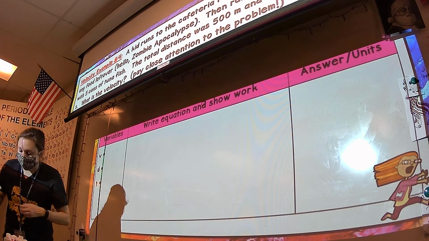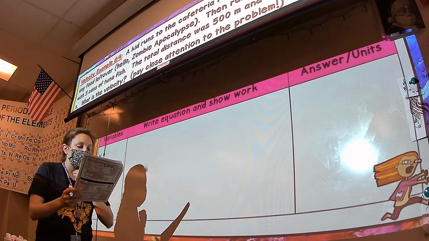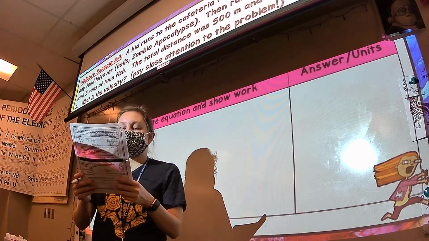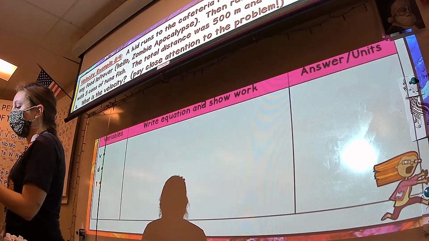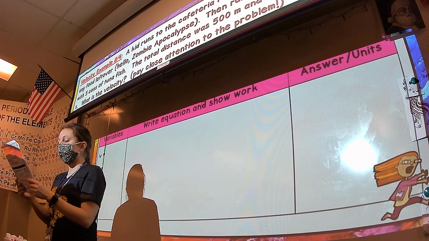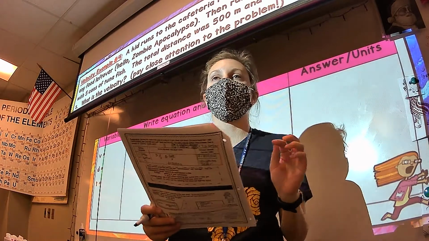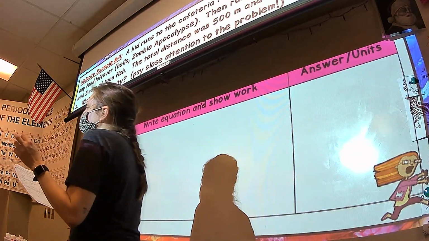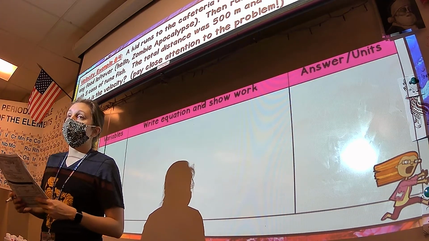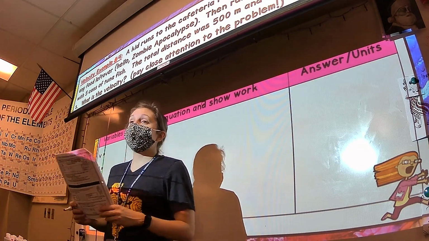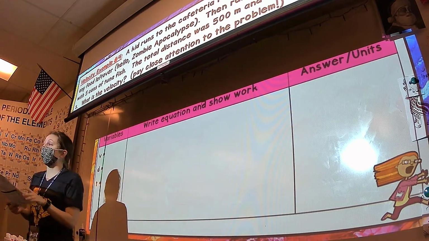So it says, a kid runs to the cafeteria to see if they have any food left over. Then runs back home with 5 cans of tuna fish. The total distance was 500 meters, and it took 400 seconds. What is the velocity? And it says in parentheses, pay close attention to the problem. So, velocity, does it include distance or does it include displacement? Velocity is displacement.